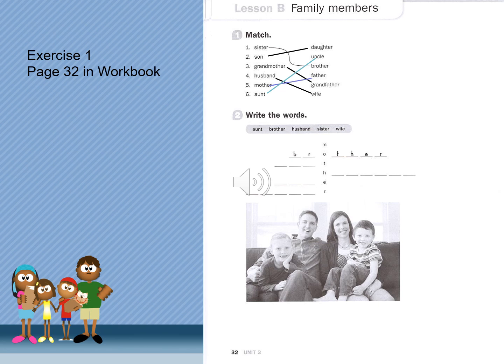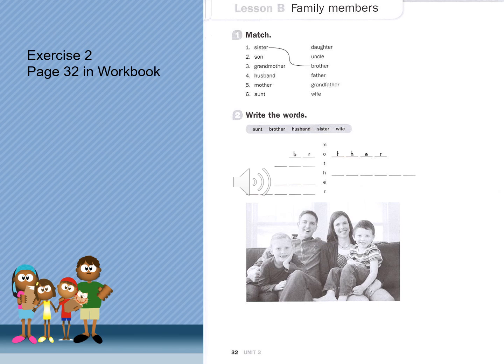Here are the answers. Compare what you see on the screen to what you did in your book. How did you do? Now let's do exercise 2, still page 32 in the workbook.